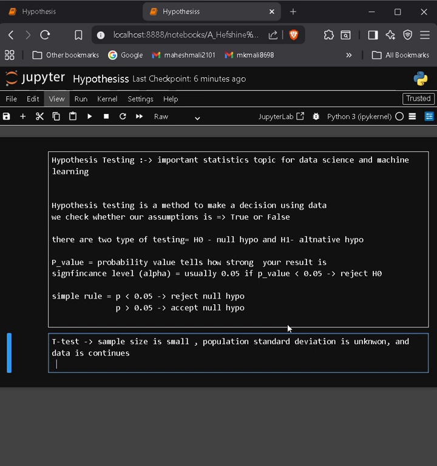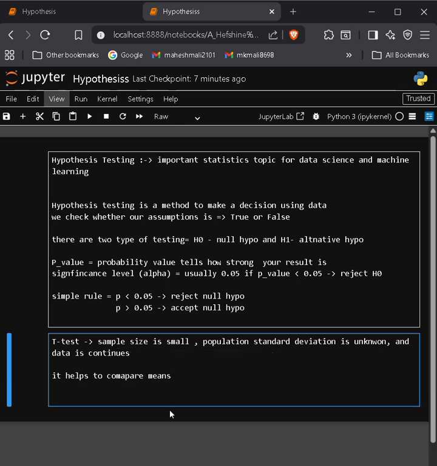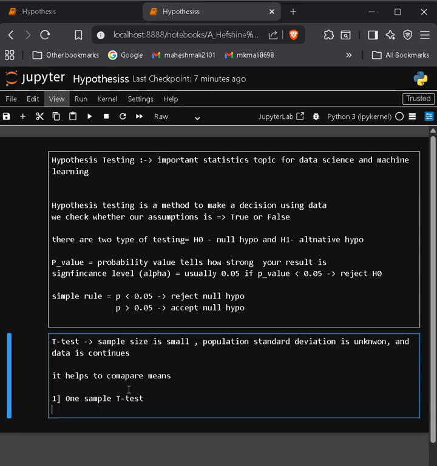It helps to compare means, that is, average values of the sample data. So the first t-test we see is the one sample t-test, sample versus a known value. We will see a practical example of a t-test.